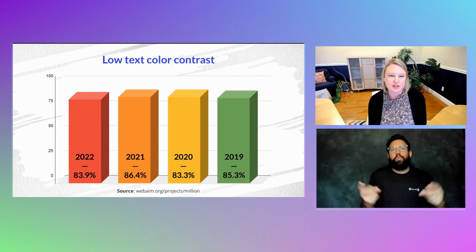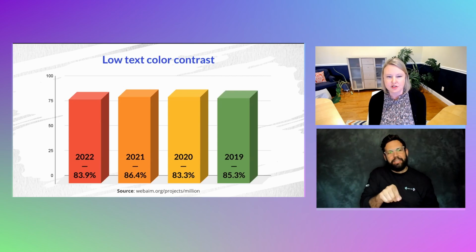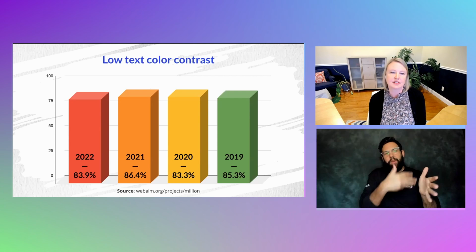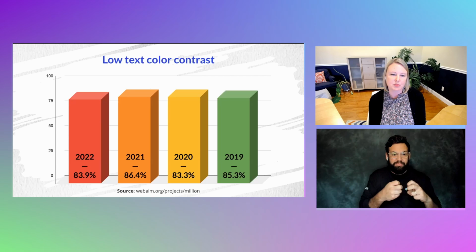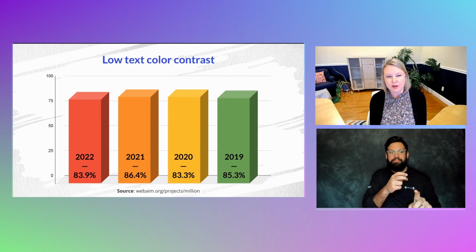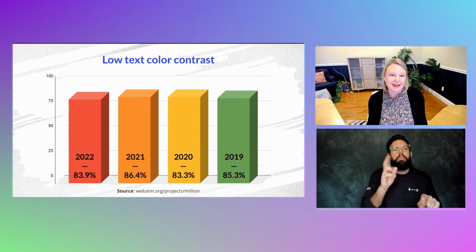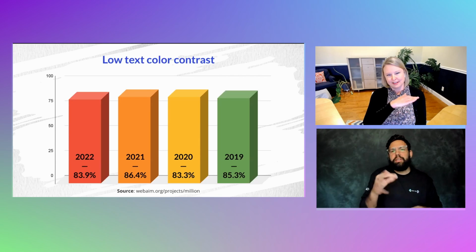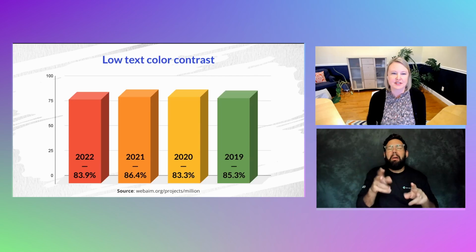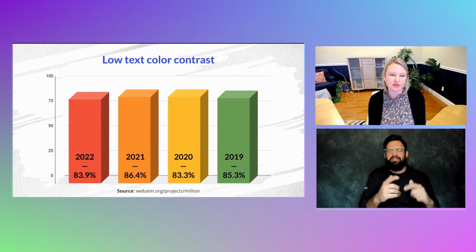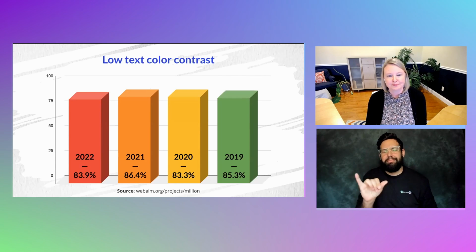So this bar chart is showing in 2019, the issue was 85.3%. In 2020, it was 86.3%. In 2021, it's 86.4%. And today, 83.9%. So arguably, pretty flat across the board. A little bit of improvement, but not a lot.